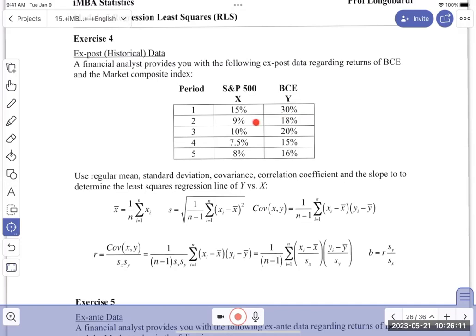In the second period, if you invest in the stock market, you had a 9% return. So for every dollar invested, you got 9 cents extra. And then if you invested in BCE, you got 18%, so 18 cents on the dollar. So this is the data. Looking at this data, what can you say about the relationship between X and Y?